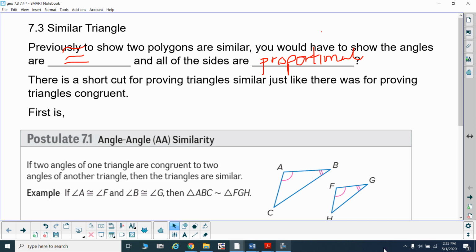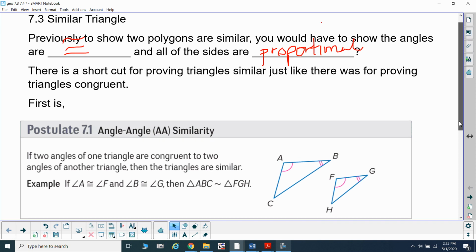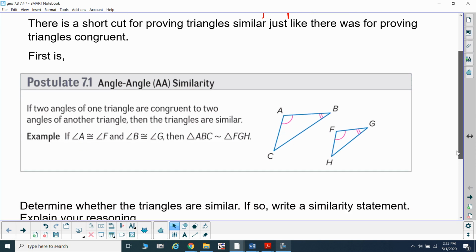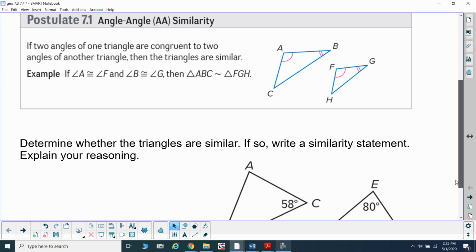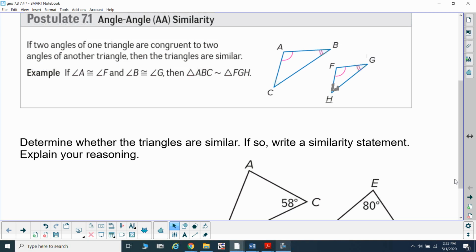So there is a shortcut for proving that triangles are similar, just like there was for proving that they were congruent. You know, we had side, side, side, side, angle, angle, side, all those. We also have that in similarity. The first one is angle, angle similarity. And remember, we couldn't have an angle, angle, angle theorem to prove that they're congruent, but angle, angle is enough to prove similarity.